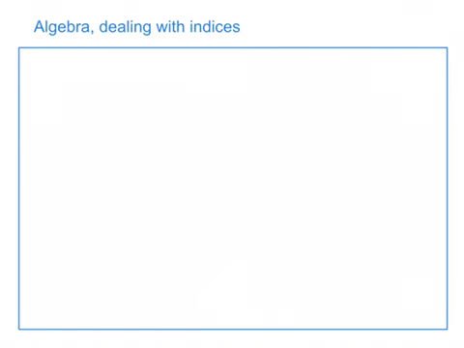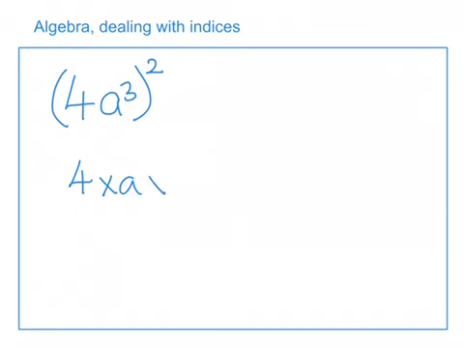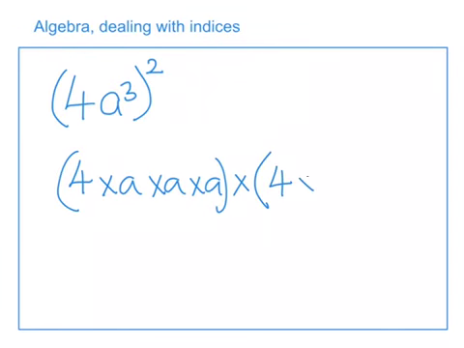And finally, we'll look at the situation when you've got indices that are outside brackets. So if you had something like 4a cubed in brackets, and then that's all raised to the power 2, that's all squared. That would mean, inside the bracket, it's 4 multiplied by a, multiplied by a, multiplied by a. I've just written that 4a cubed out in full here. But because all of that bracket is squared, it means that I've got to multiply that by itself. So I've got another 4 times a times a times a.